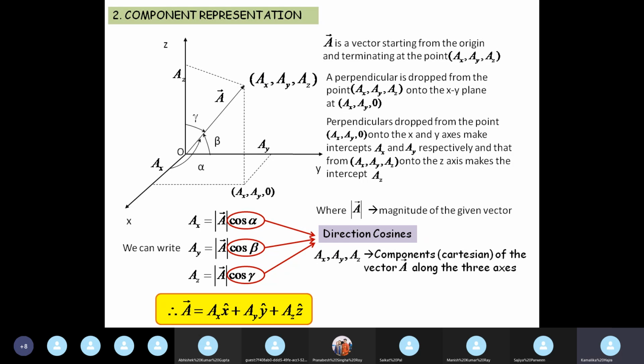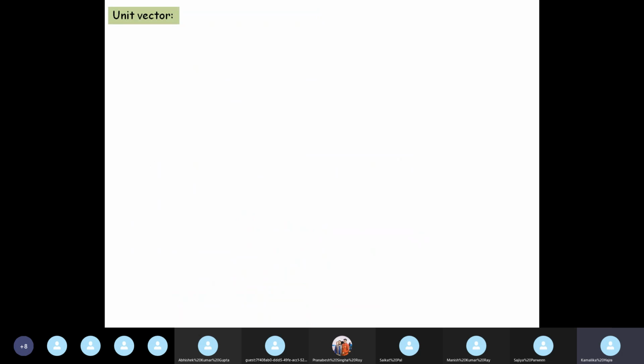Now the vector can be written as Ax x cap plus Ay y cap plus Az z cap. Or we can also write i cap, j cap, and k cap in place of x cap, y cap, and z cap. What are x cap, y cap, and z cap? They are the unit vectors along the three coordinate axes in the Cartesian system. So this is the component representation of a vector in the Cartesian system. All right, clear to everybody? So we can see that there are two types of expressions.